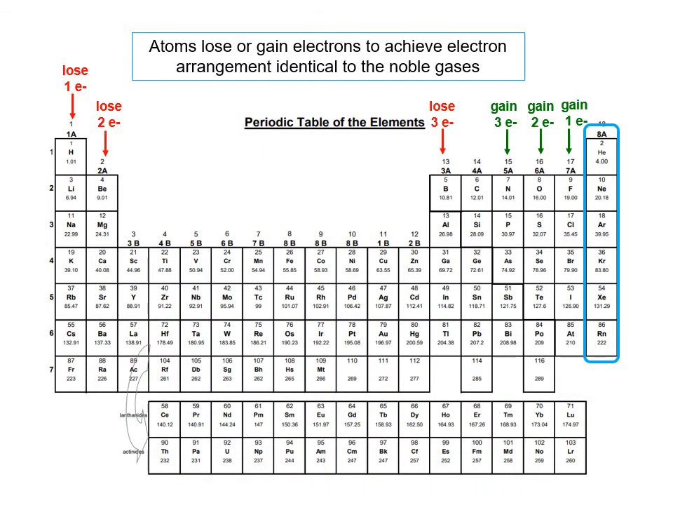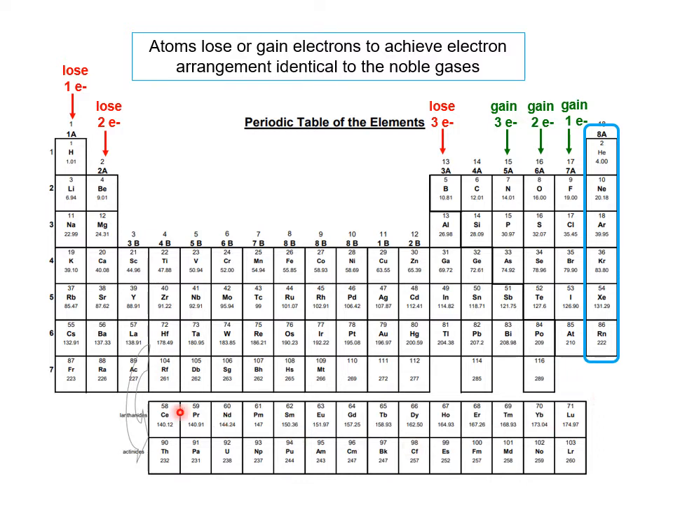Now we're going to look at why atoms lose or gain electrons. So atoms lose or gain electrons so that they can achieve the electron configuration, or the electron arrangement, of the noble gases. These over here are the noble gases. Their electron arrangements are very stable. So the noble gases do not like to react. And that's one reason why they're called the inert gases, because they're unreactive.